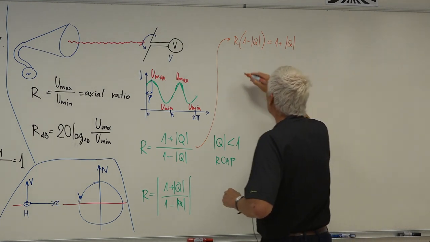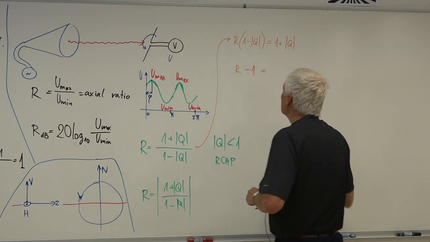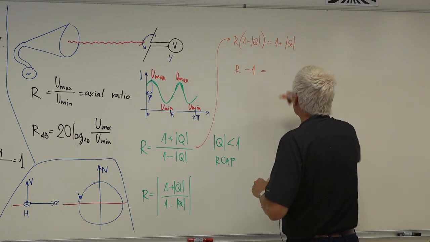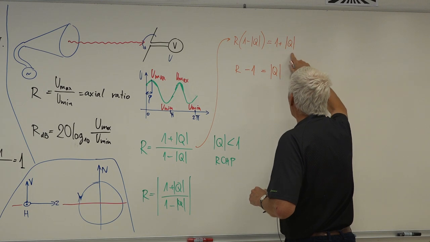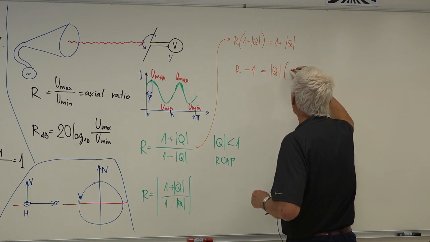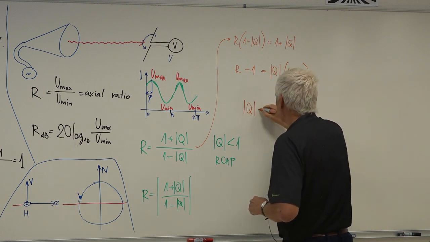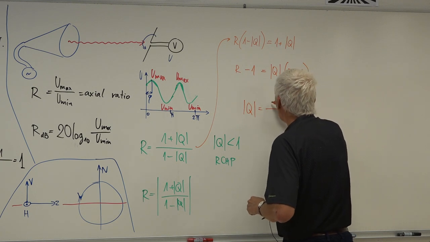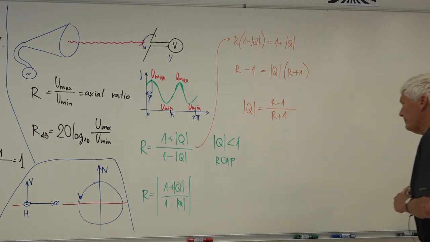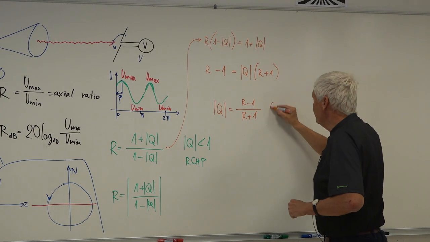So it's R, this term, minus 1 is equal to what on the other side? If I take Q here, I have 1 here and I have minus Q times R here. So here I have R plus 1. Okay, so I can take the absolute value of Q, I can calculate it out. This is now R minus 1 over R plus 1. When does this hold? This holds only for right-hand circular polarization.